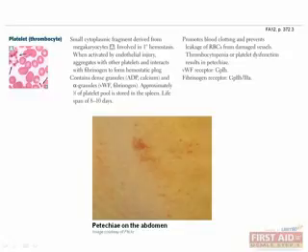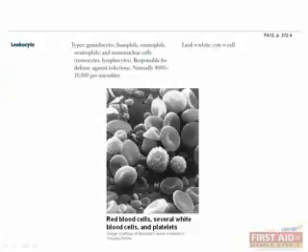Other important surface receptors include GP1B, which binds to von Willebrand factor, as well as GP2B3A, which binds to fibrinogen. These receptors also serve as sites of action for various drugs that we'll discuss in the pharmacology section of this chapter.